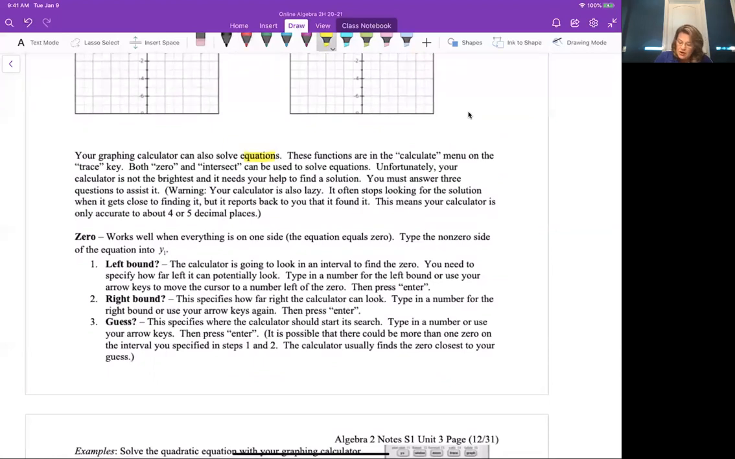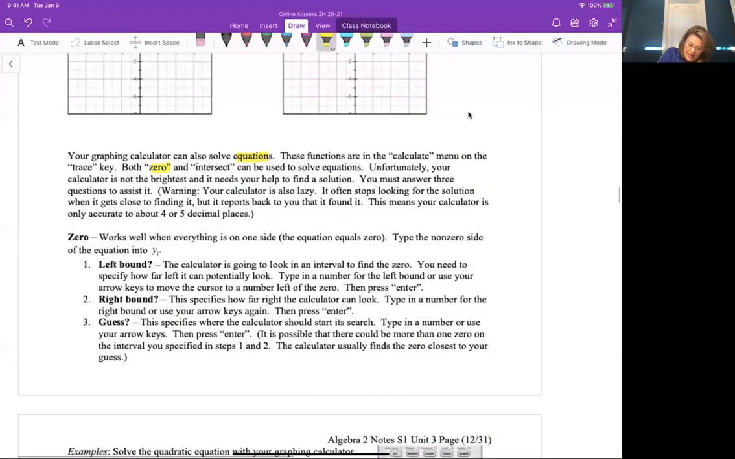These functions are in the calculate menu on the trace key. A second function, trace, will get you to calculate. Both the zero and the intersect, which I'm going to show you which one to use when, can be used to solve equations. Now, once again, your calculator is not the brightest. It needs your help to find these solutions. You must answer 3 questions to assist it.